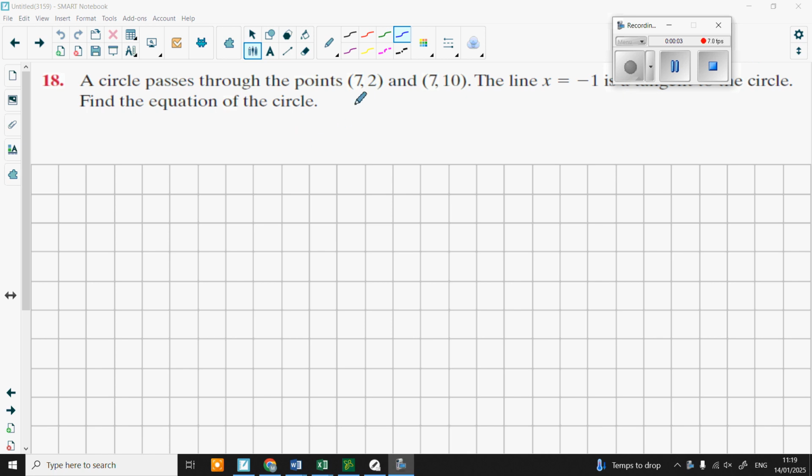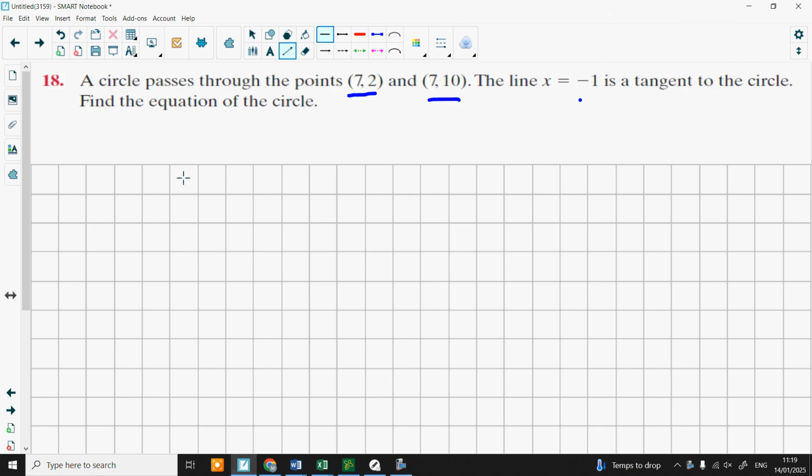Alright guys. A circle passes through the points (7, 2) and (7, 10). The line x equals minus 1 is a tangent to the circle. What we did yesterday was a rough diagram, and our rough diagram was something like this.